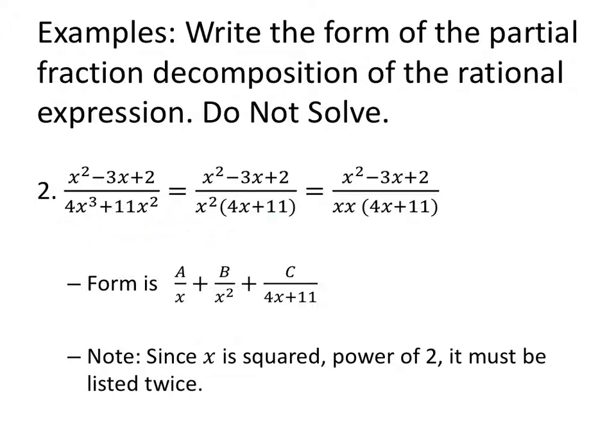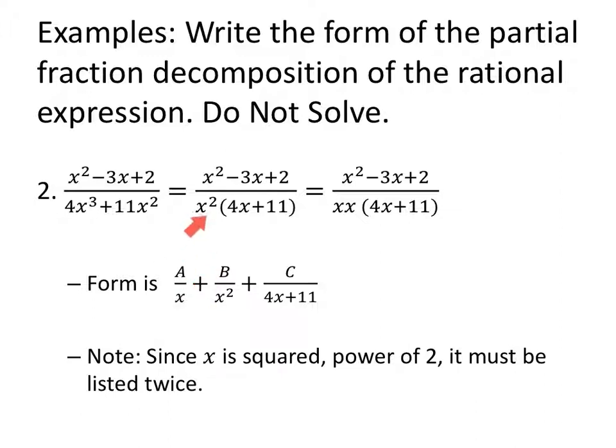And x squared does look like a quadratic, but it's not, because this has a solution over the real numbers. It's not an irreducible quadratic. Yes, it's quadratic. No, it's not irreducible. x squared is the same as x times x. It's a repeated linear factor. So since x is a factor twice, I'll have A over x and B over x squared.